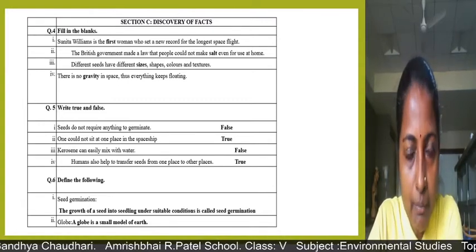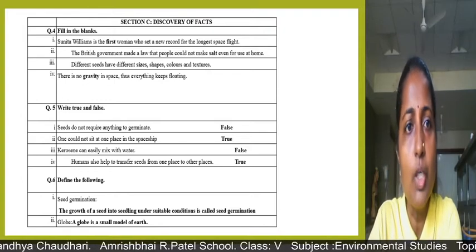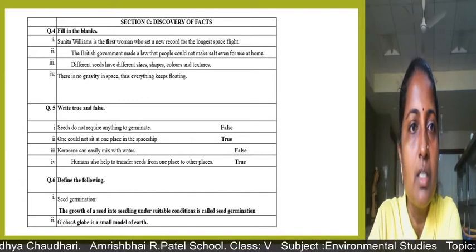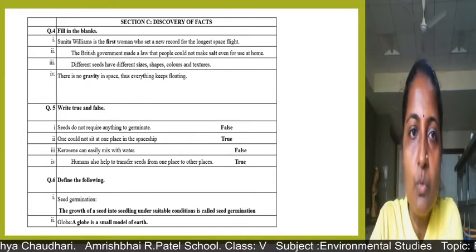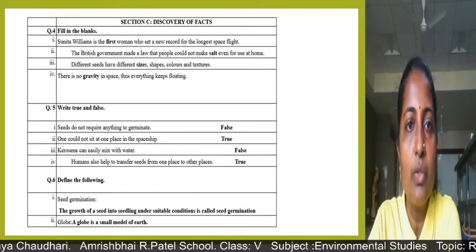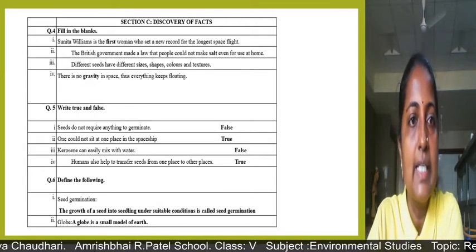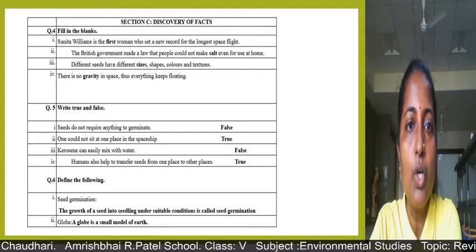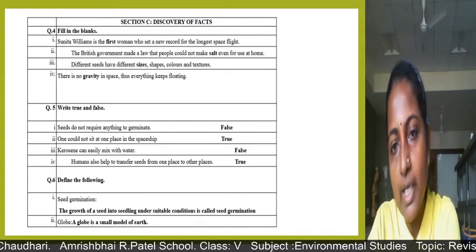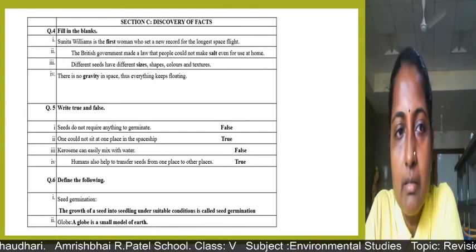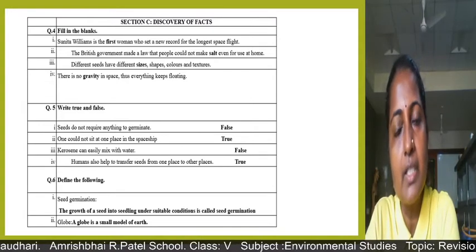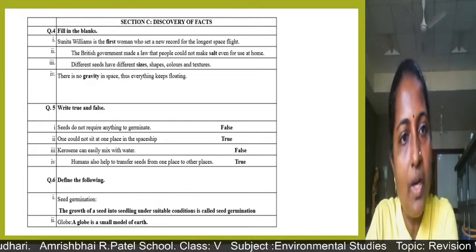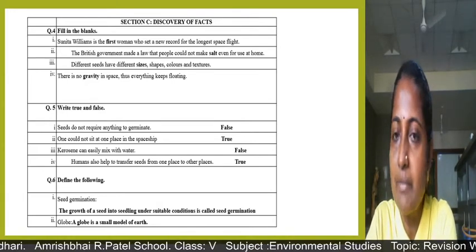Question 4 is the fill in the blanks. In that you have to fill up the space wherever the answers are asked. Sunita Williams is the first woman who set a new record for the longest space flight. Second, the British government made a law that people could not make salt even for use at home. Then third, different seeds have different sizes, shapes, and textures. Fourth, there is no gravity in space, thus everything keeps floating.